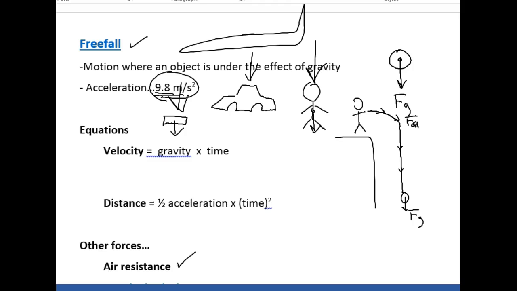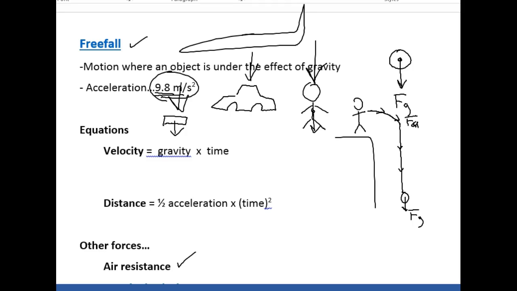Okay, and we're going to watch some videos that talk about why that is. Inertia has something to do with it that makes these objects be the same. Inertia plays into what's going on there.